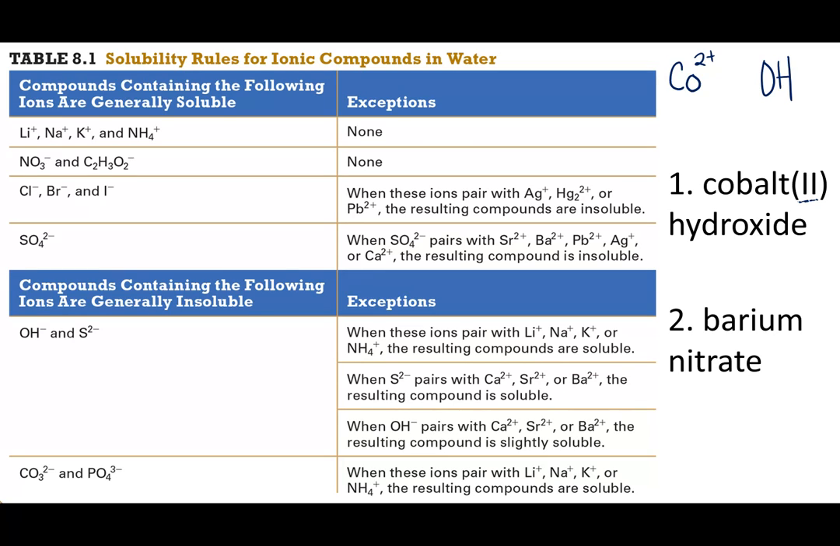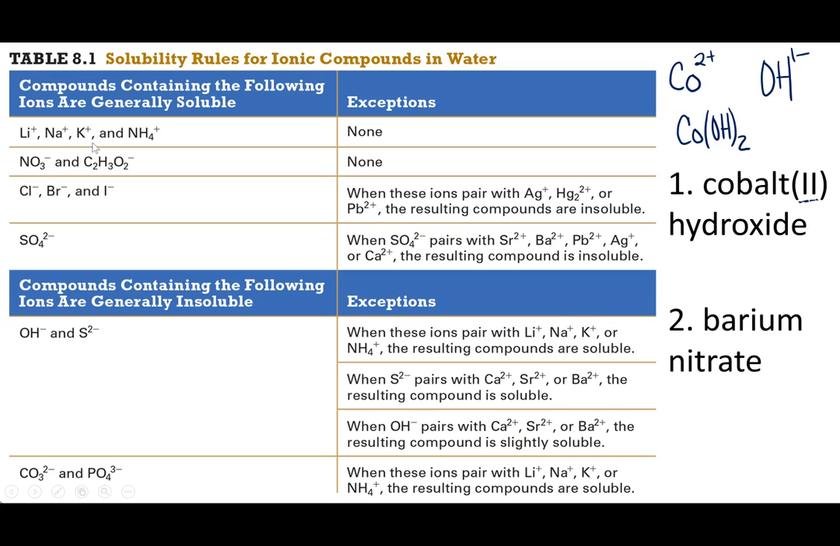Hydroxide is one of our polyatomic ions, so go look at your polyatomic ion list, and we'll see that hydroxide has a -1 charge. So when I go to write the ionic formula, remember I flippity-floppity the charges. So this is going to be cobalt hydroxide with a subscript 2. So that's the chemical formula for cobalt 2 hydroxide. So cobalt 2 hydroxide, is it soluble or insoluble?